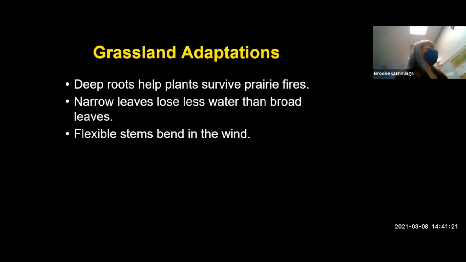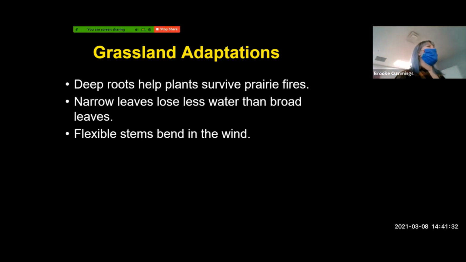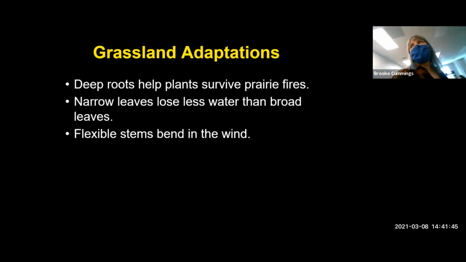We have grassland adaptations. So they're going to have more deep roots because prairie fires happen quite often. It's a very dry area. So the deeper the roots, the more likely that they are to come back up after the fire if the roots didn't get hit. They try to lose less water, so they don't have as broad of leaves, and they're going to be flexible, so they can still stay in one piece even through the wind because it's grassland, so it's very flat.